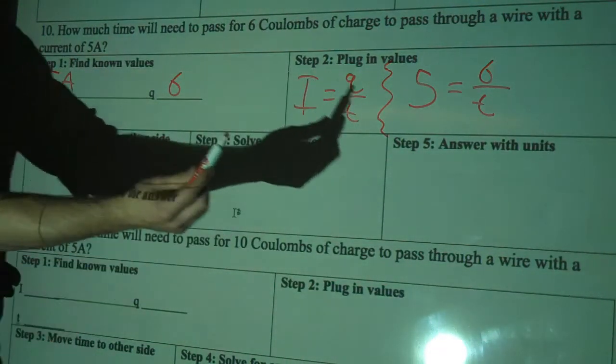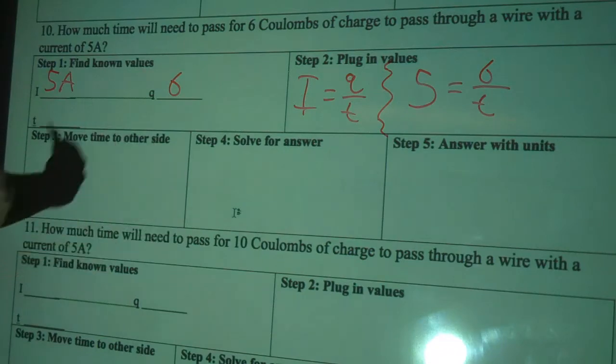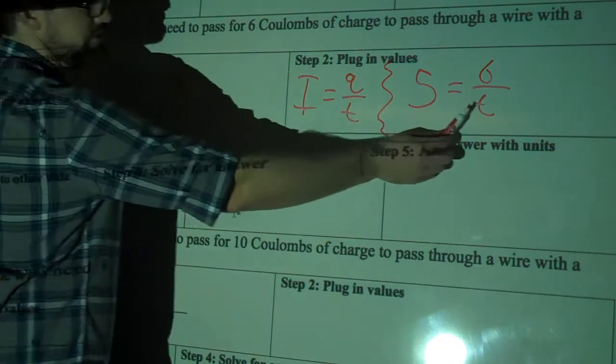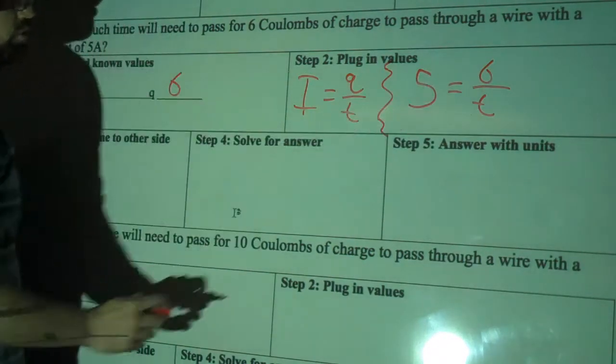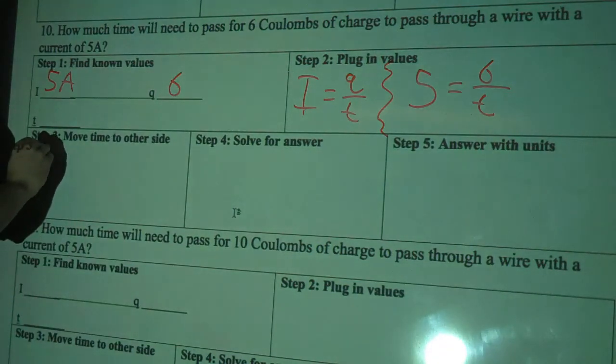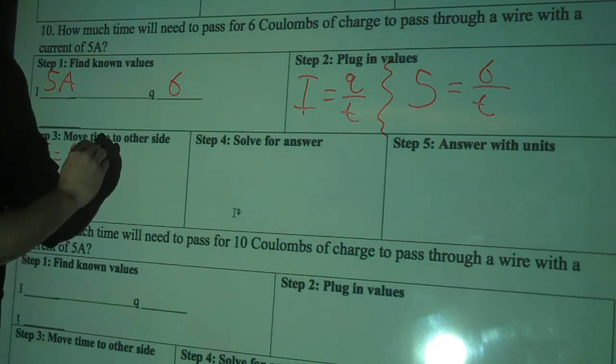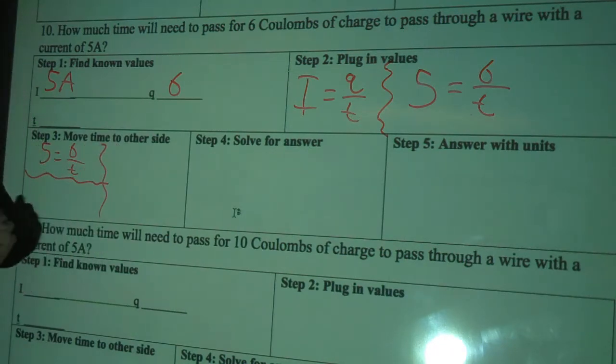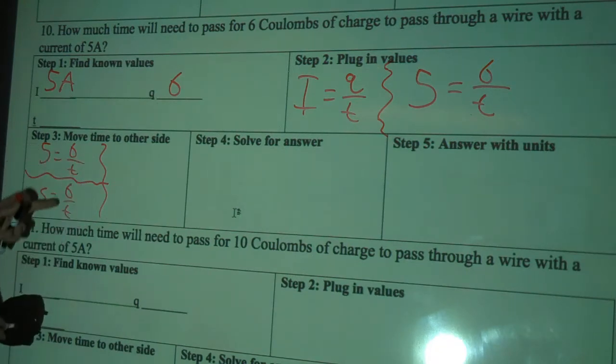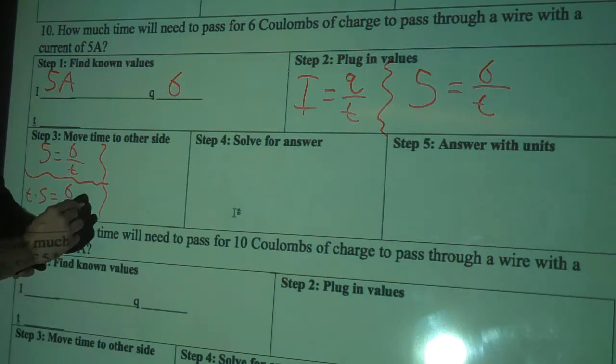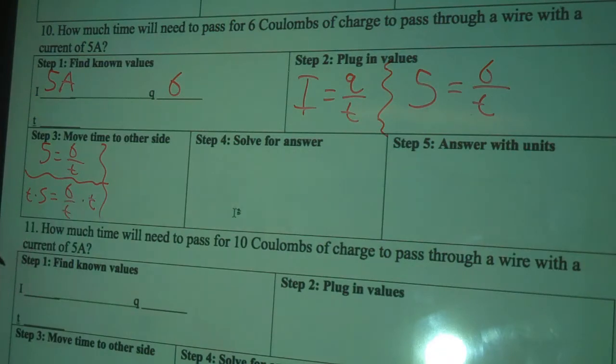So after we plug it into our equation, we're going to move time to the other side. We need to get this denominator up into the numerator. So how we're going to do that is this. We're going to take 5 equals 6 over T. And I'm going to bring time up. I'm going to multiply both sides by T. So T times 5 equals, and then 6 over T, so I just brought this whole thing down, T. And I'm going to multiply that side by T.